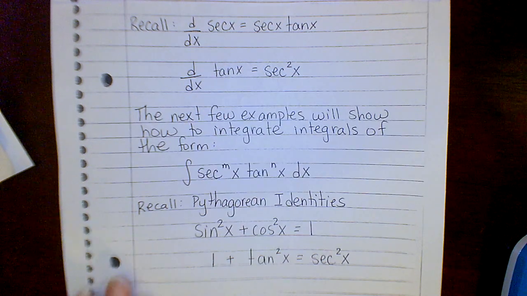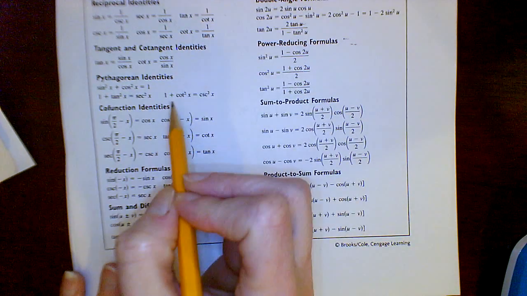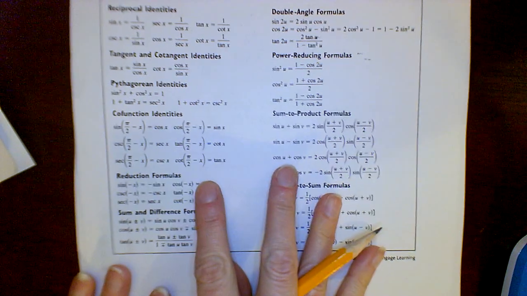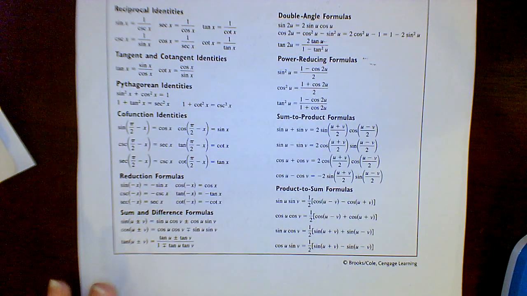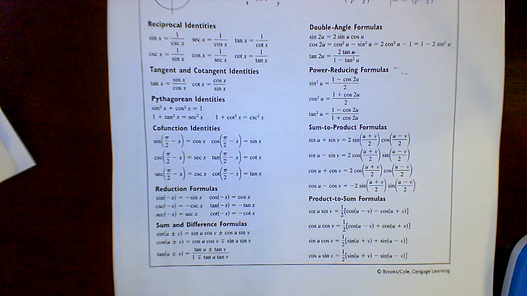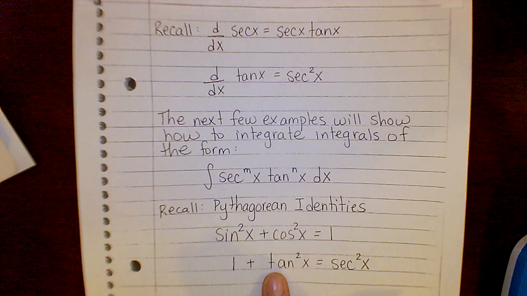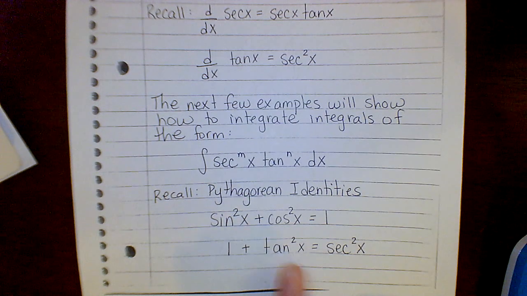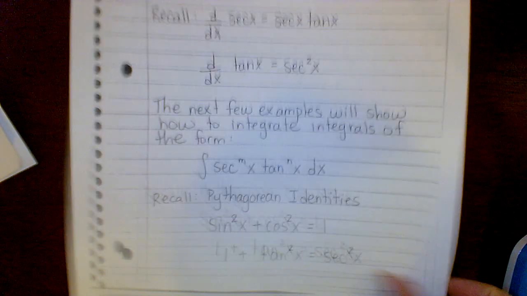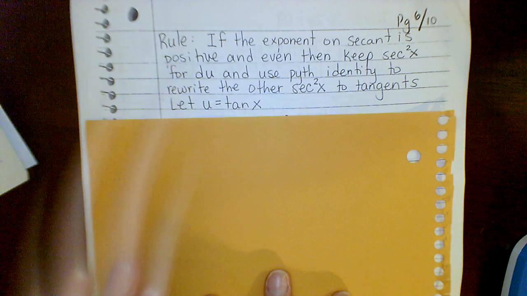So we do have three versions of the Pythagorean identities. We have sine squared plus cosine squared is 1. And then we have this 1 plus tangent squared is secant squared business. That's going to be really helpful, okay? So that one is going to be super duper helpful for us. Okay, so our next rule.